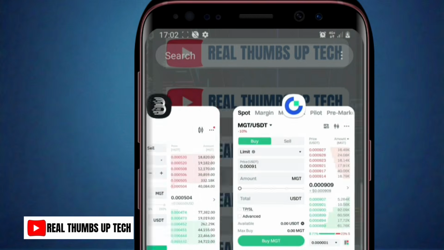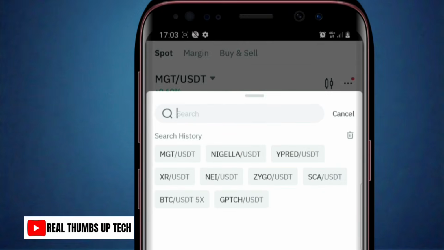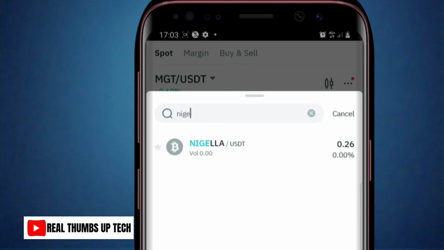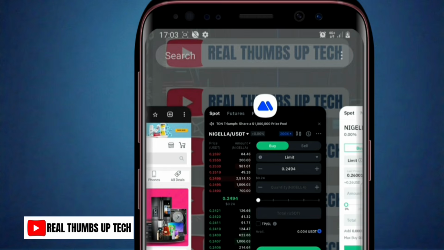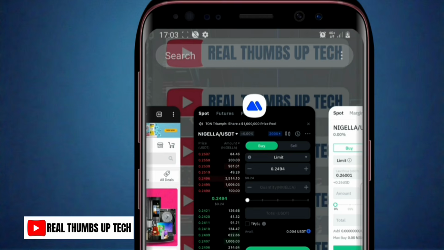Let's go over to Bitmax. So here on Bitmax, if you select the same coin, let's check the rates of this coin on Bitmax, Nigeria. Okay, so the rate here is around 0.26001. And if you go over to Mexi, the rate there is 0.2494. That means that the rate of this particular coin, and it is the same pair, Nigeria USDT, is lower on Mexi.